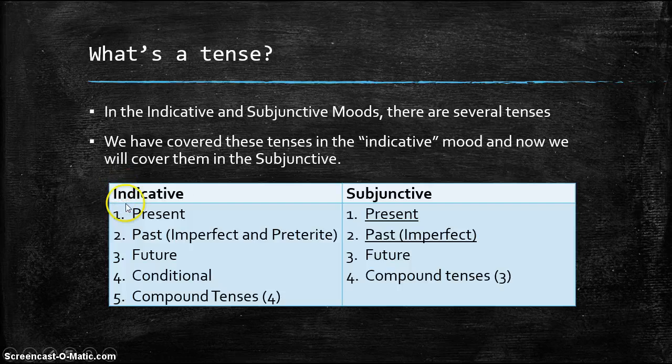Just to reiterate that both the indicative and subjunctive moods have all types of tenses. We've gone over the present indicative, the past indicative, and later this year we'll go over the future, conditional and compound tenses in the indicative. Now we're starting to get to the present subjunctive and the past subjunctive.